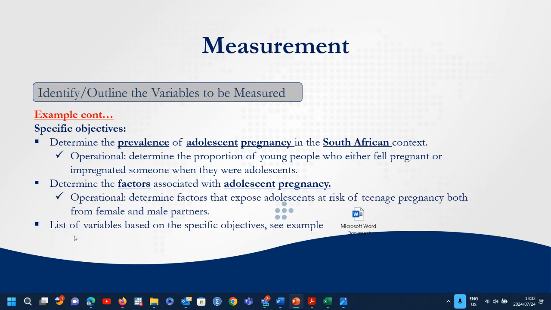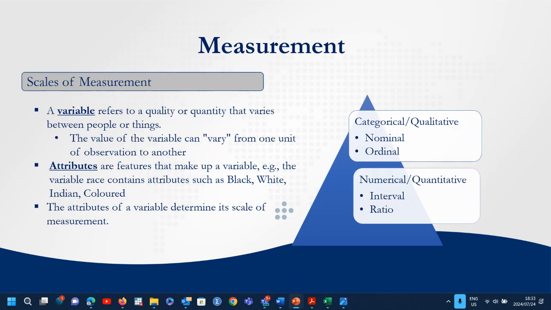So you list all the variables. You saw the example, which is based on these specific objectives. They emanate from there. Then the next thing is for you to say, what is the scale of measurement of these variables? A variable can be looked at as a quality or quantity that varies from one unit to another, and variables are made up of attributes.